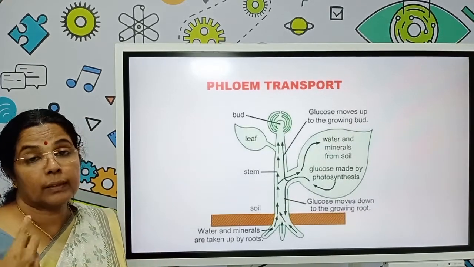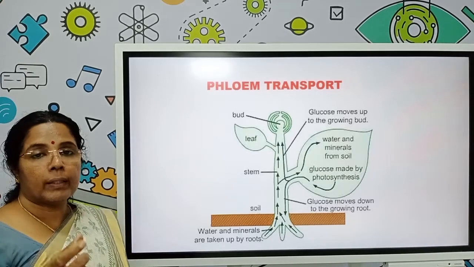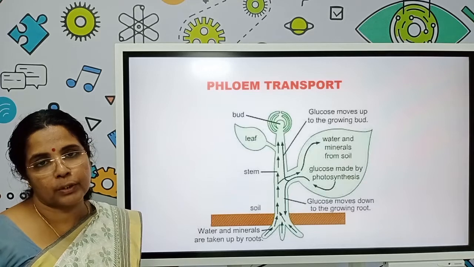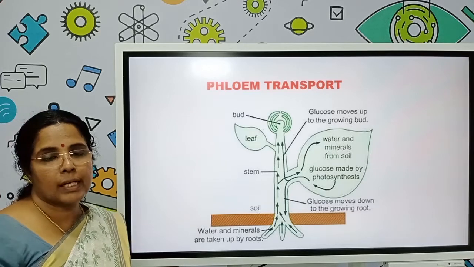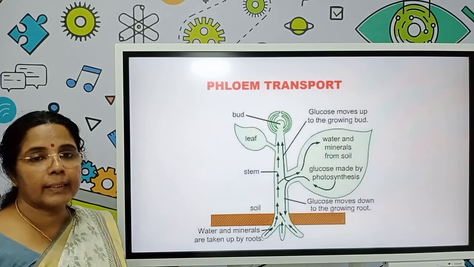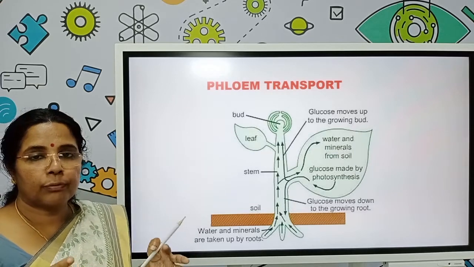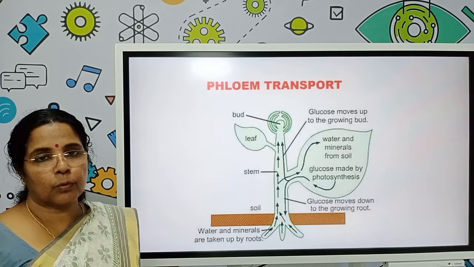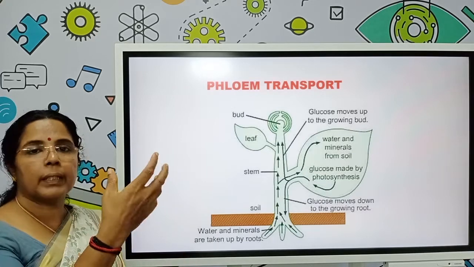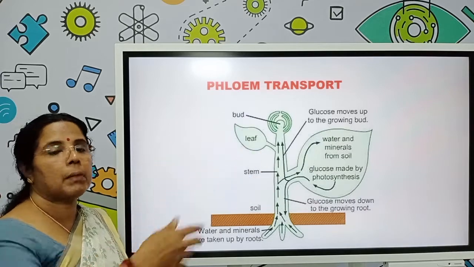But during scarcity, the source may become the stored food regions, where food is stored, maybe the root, stem or leaves. So from there the food will be transported. At that time the stored food regions, that means root, stem or leaves, become the source, and the sink becomes the leaves or some other parts.